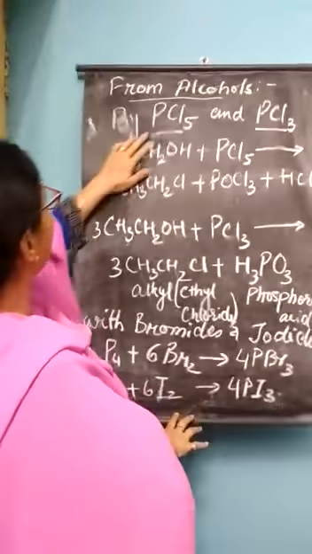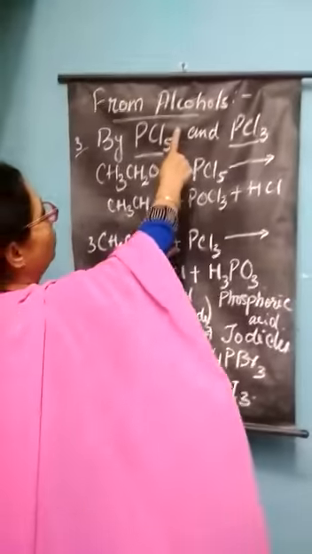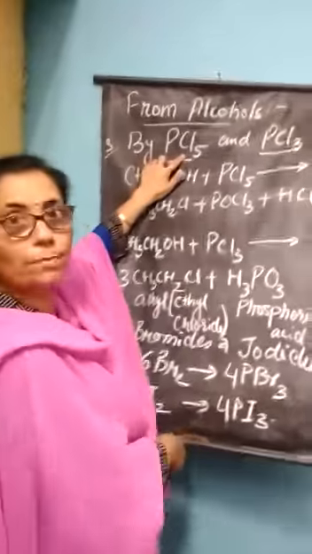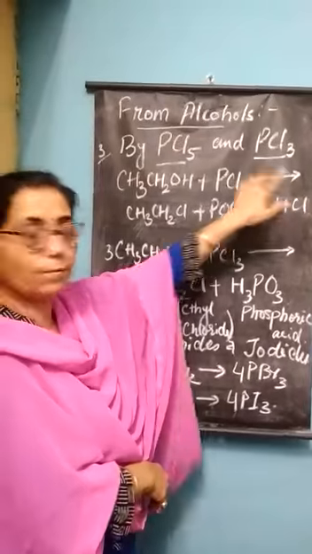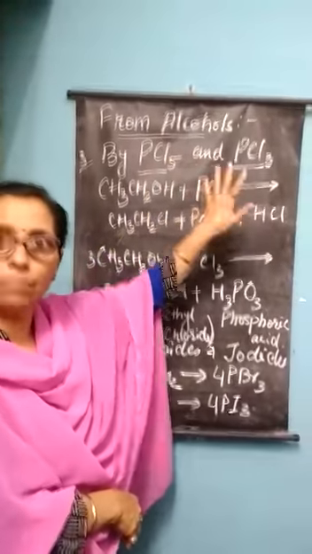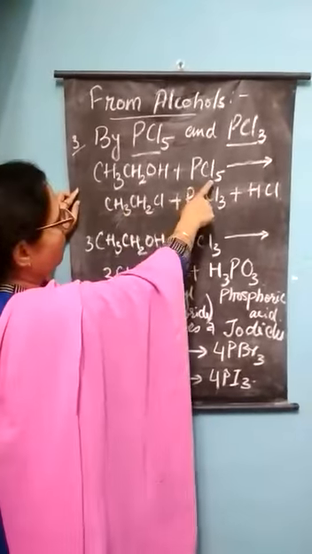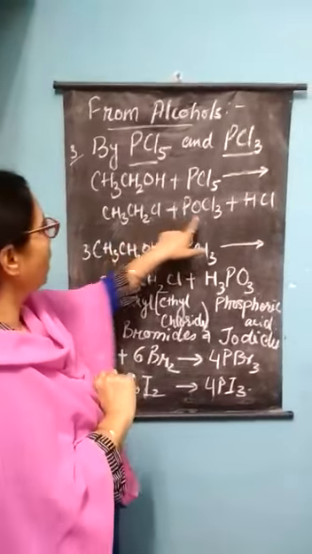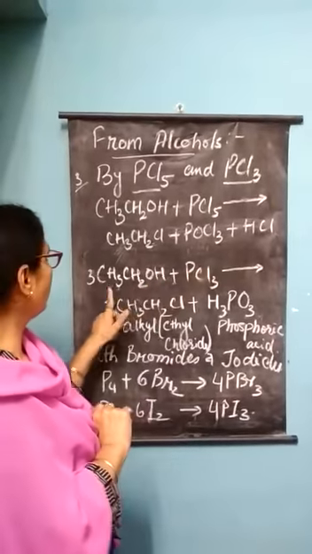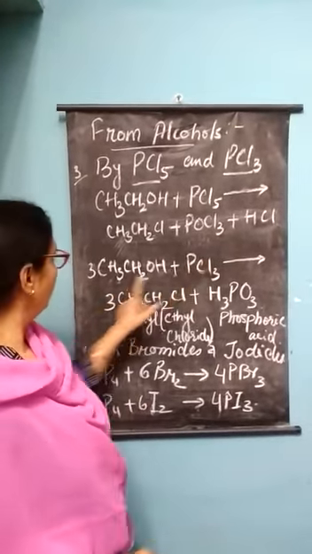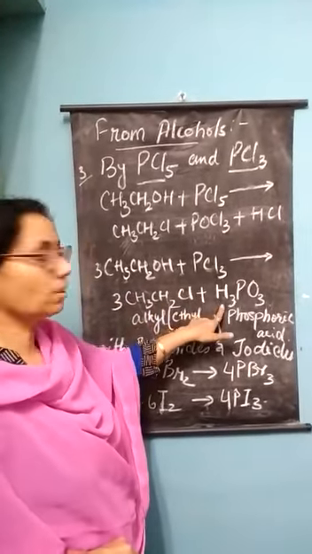Now we are going to start the third method for preparing alkyl halide from alcohol, by the action of phosphorus pentachloride and phosphorus trichloride. With chlorides, phosphorus pentachloride and trichloride can be used directly. Alcohol, when it reacts with phosphorus pentachloride, gives alkyl halide, phosphorus oxychloride and HCl as a byproduct. When you use phosphorus trichloride with alcohol, you get alkyl halide along with phosphoric acid.